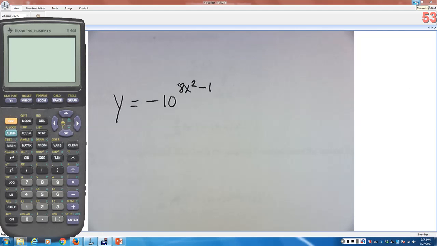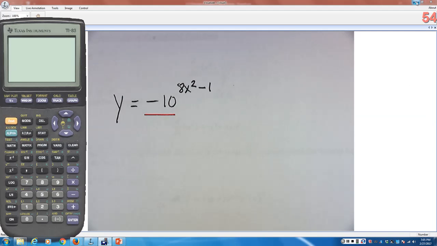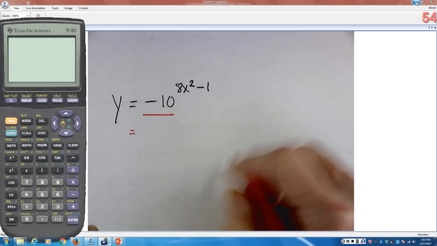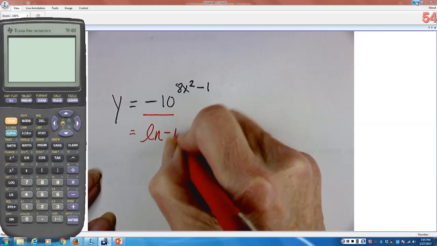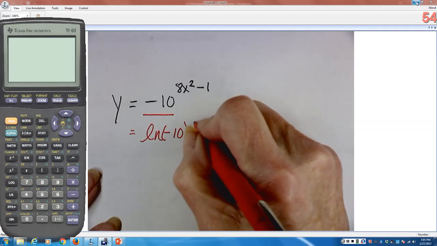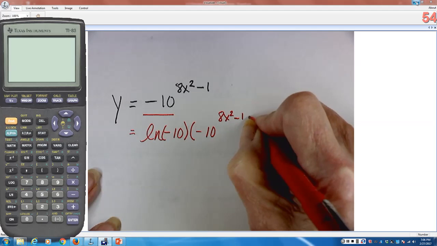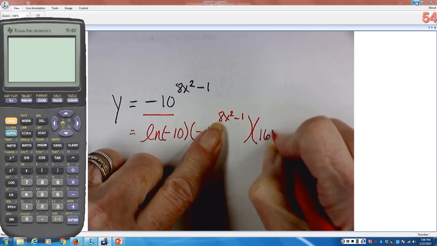So what the rules tell me to do, my base is negative 10. So that's the natural log of negative 10, times negative 10 to the 8x squared minus 1 power, times the derivative of 8x squared minus 1, which is 16x.